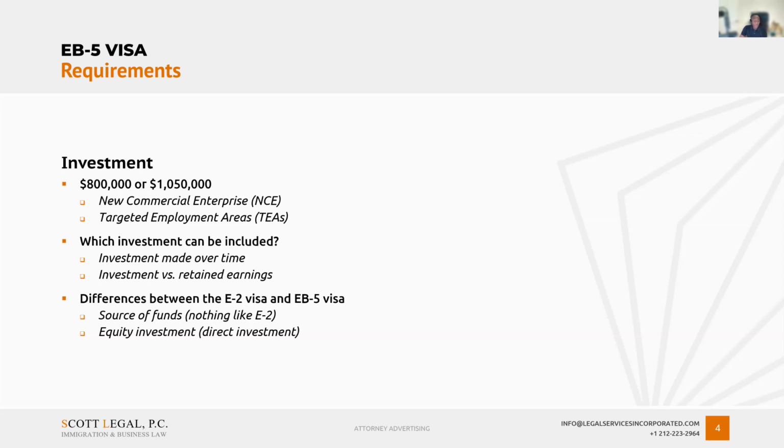Now, when you look at the targeted employment area, the lower amount, that's going to be either an area where the unemployment rate is 1.5 times the national average, or it's going to be a rural area. If it's located in any other place, then you're going to have to invest the full $1,050,000. But if it's in one of those other areas, you can invest the $800,000. And you have to be very careful to include only things that are considered investment under the EB-5 program.